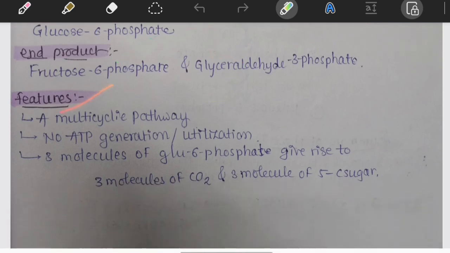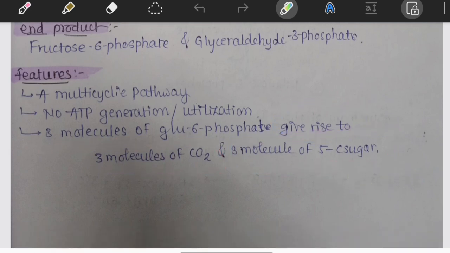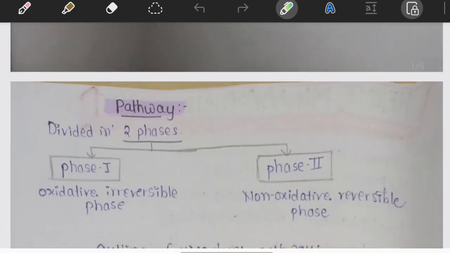The features of the pathway: it is a multi-cyclic pathway and no ATP generation or utilization occurs. 3 molecules of glucose 6-phosphate give rise to 3 molecules of CO2 and 3 molecules of 5-carbon sugar, that is ribose phosphate. We will see it step by step. Remember, 3 molecules of CO2 and 3 molecules of 5-carbon sugar.